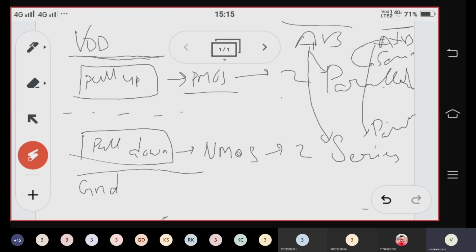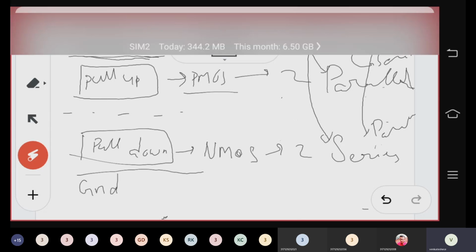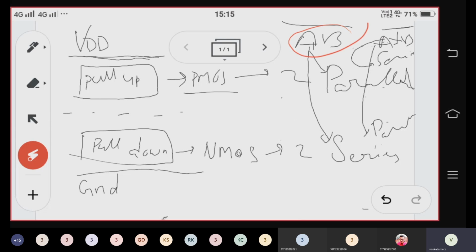And coming to the output equation, let us consider our output equation is AB bar. Means in our output equation, we have two literals. That's why we require two PMOS transistors to design a pull-up network, as well as two NMOS transistors to design a pull-down network.